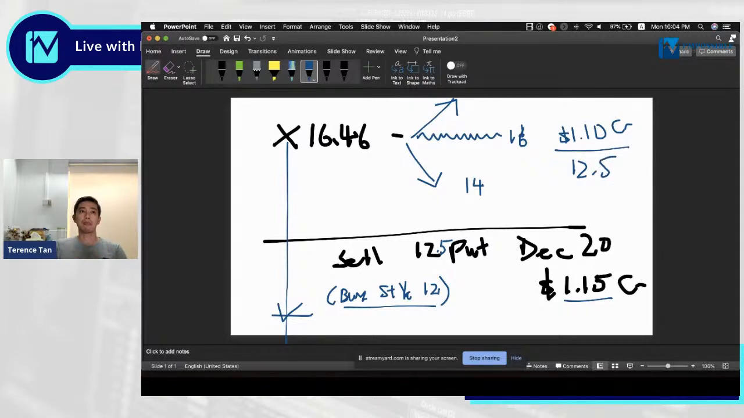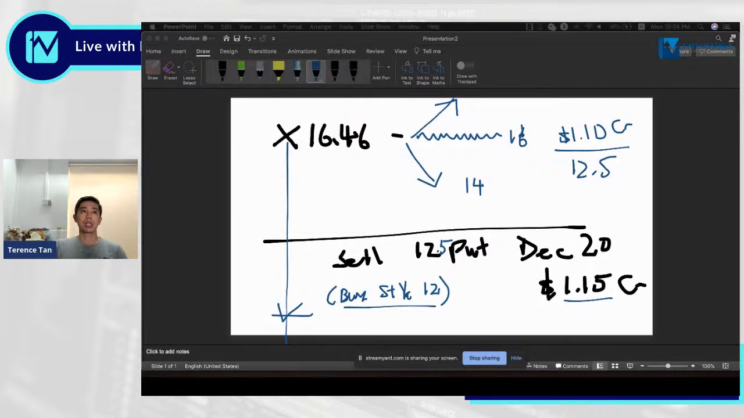So in terms of profits, what we're looking at is 1.1 divided by the $12.50 that I'm setting aside to buy those stocks. And you realize you're actually going to pocket 8.8% from now all the way to December, the 18th of December.